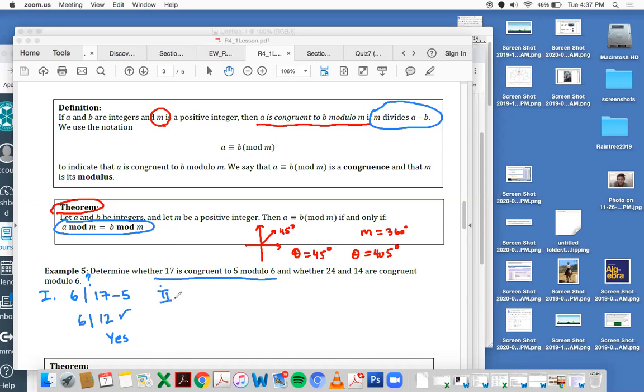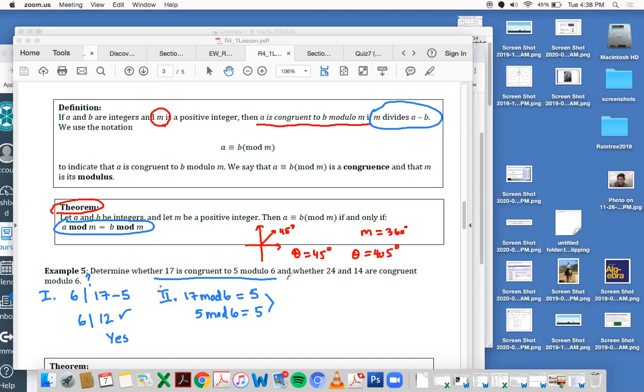The other way to show it is to look separately at the remainders. So if I do 17 mod 6, what is that? If I divide 17 by 6, what's the remainder? Is it 5? I believe so, because 6 goes into 17 twice with a remainder of 5. And with 5 mod 6, 5 divided by 6 is 0 with a remainder of 5. So because they have the same remainder, they are congruent. 17 and 5 are congruent in modulo 6.